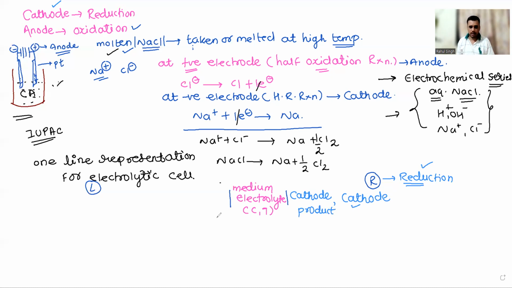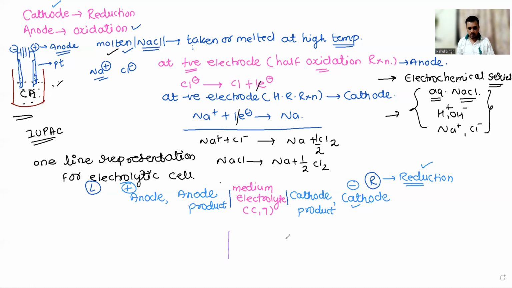Then we have the cathode, and ultimately here we have to write the anode, that is our electrode over here, and for this we write the anode product. We have seen that the cathode was negative in charge, and for this it was positive in charge. So this is the one line representation for the electrolytic cell. As per our yesterday's scenario, we will try to represent this part over here.